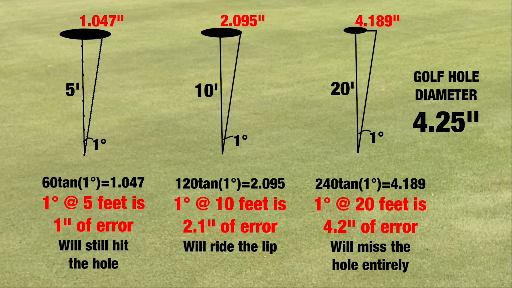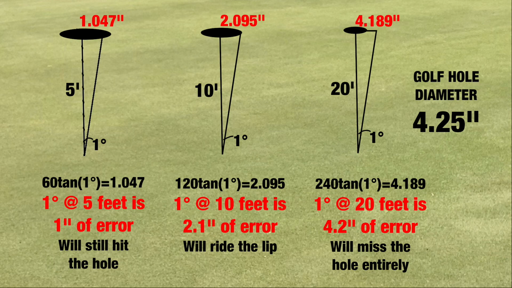2 degrees is going to be, it's quite linear, so it's about double. Up to about 45 degrees, tangent is somewhat linear, so we can use it to approximate it. At 2 degrees, it would be about 2 inches of error. So already 2 degrees of error at 5 feet is going to be enough for it to be maybe lip in, maybe lip out. It's going to be riding the lip, the same that 1 degree of error would be at 10 feet. At 10 feet, you see that there's an error of 2.095 inches, or about 2.1 inches of error.